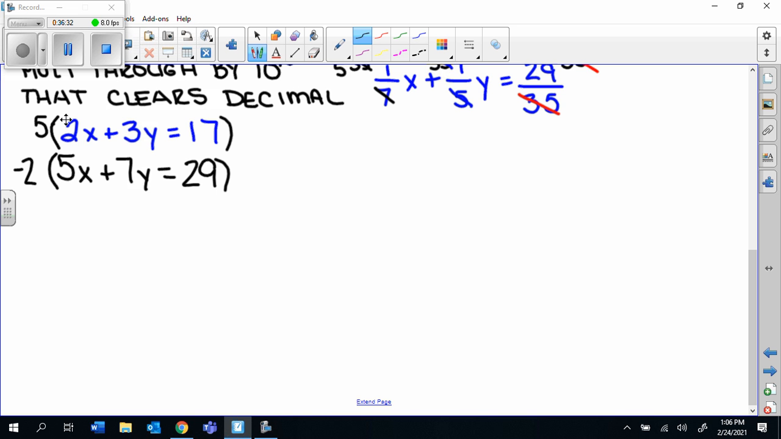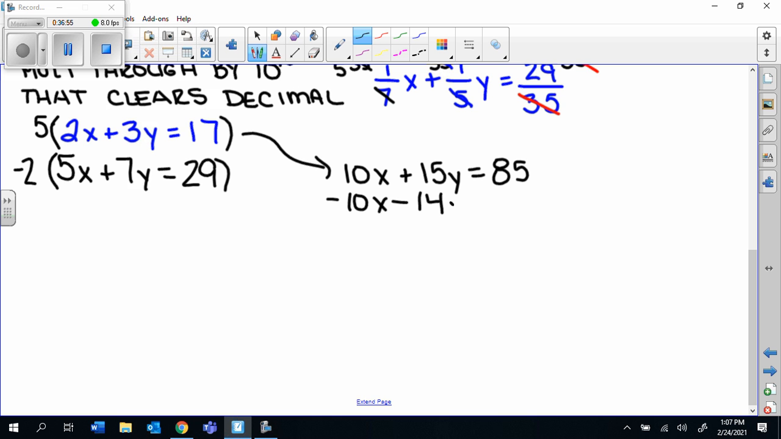So that we end up with a plus 10 here and a minus 10 here. So we're going to get 10x plus 15y equals 5 times 17 is 85. Down here, we're going to get -2 times 5 is minus 10x minus 14y equals -2 times 29 is -58. And now I'm ready to eliminate.